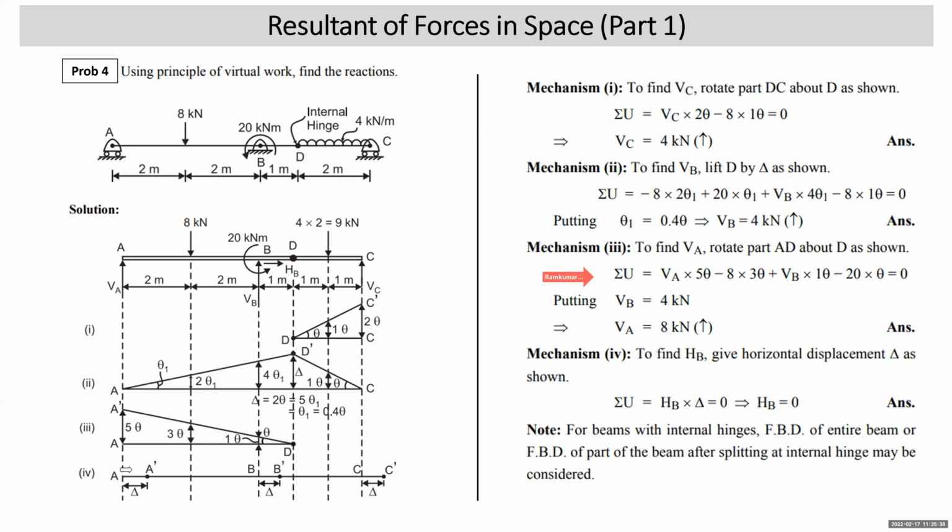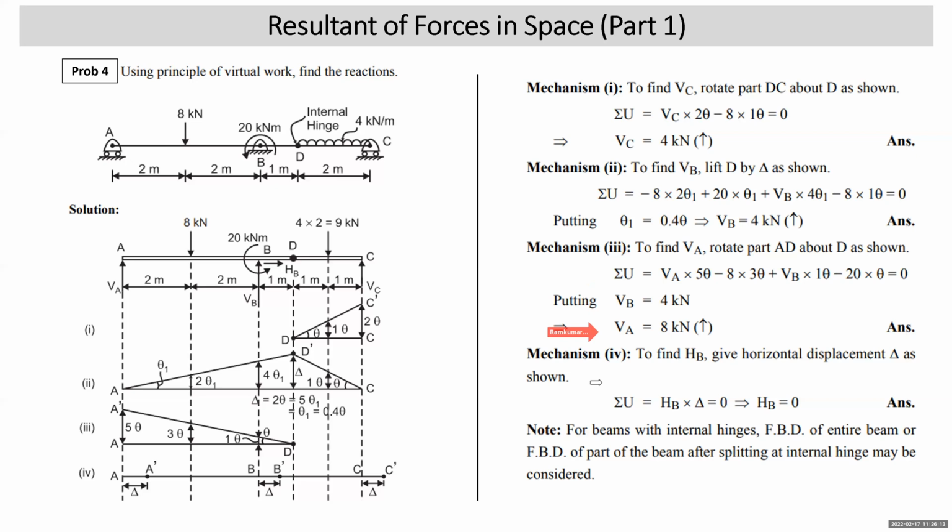Algebraic sum of the work done. VA into 5 theta, because it is at 5 meter. Minus 8 into 3 theta. See, work done by VA is positive. Work done by 8 kilonewton is negative, minus 8 into 3 theta. Work done by VB is upward into 1 theta, positive, plus VB into 1 theta. Then work done by moment. 20 is anti-clockwise, rotation is clockwise. So work done by moment is negative. Minus 20. Right? Theta gets cancelled from all the terms. You get VB, value of VB also to be substituted, 4 kilonewton. You get VA as 8 kilonewton.